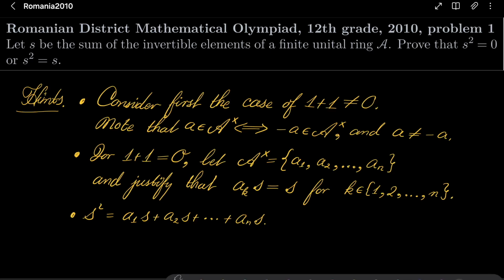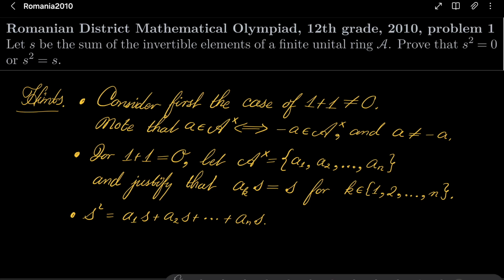So here are my hints for this problem. First, consider the case when 1 plus 1 is not 0. And in this case, note that, of course, a is invertible if and only if minus a is invertible. And moreover, a is not equal to minus a.